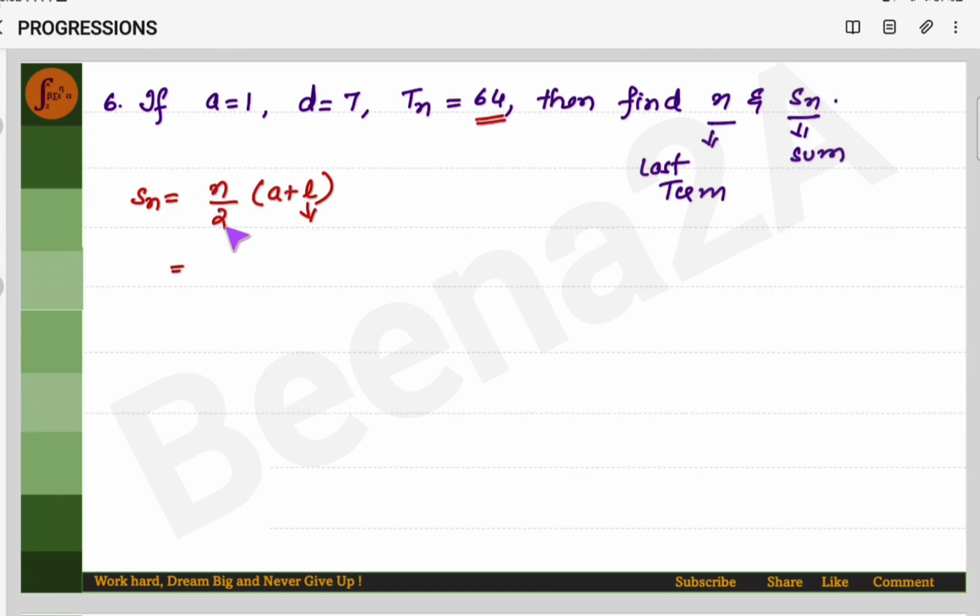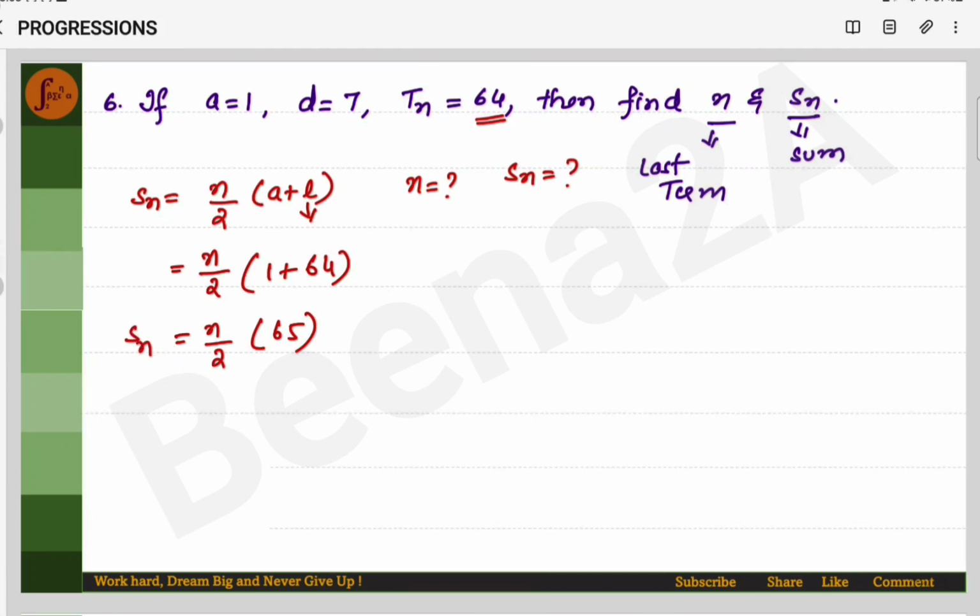I don't know the number of terms, so I'll leave it like this. Ultimately, I have to find n and I have to find the sum of n terms. So a is the first term, which is 1. The last term is 64, right? So I'll get n by 2 into 65.